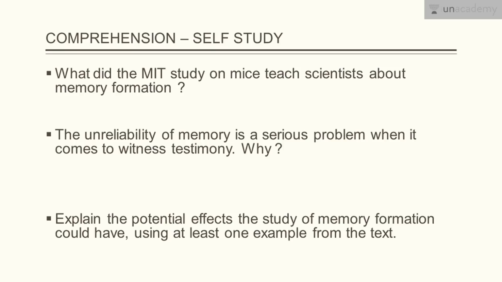You could probably check out your answers with your friend or maybe do it individually at your own pace and try to understand what this article was all about. The first question was, what did the MIT study on mice teach scientists about memory formation? Two. The unreliability of memory is a serious problem when it comes to witness testimony. Why? Third one, explain the potential effects the study of memory formation could have using at least one example from the text.